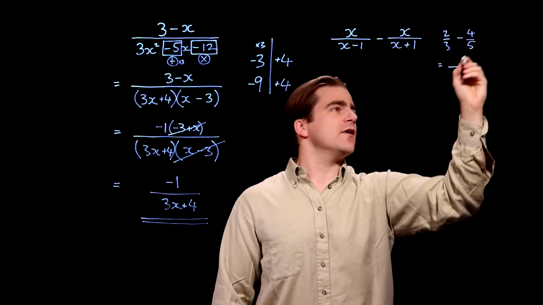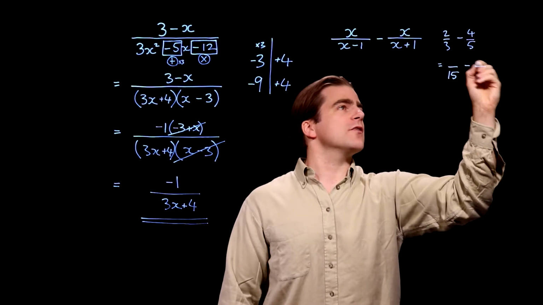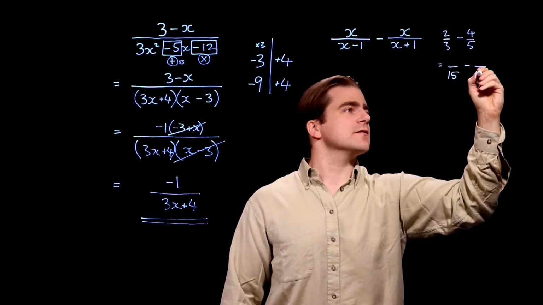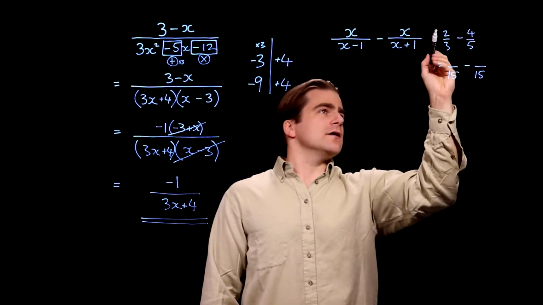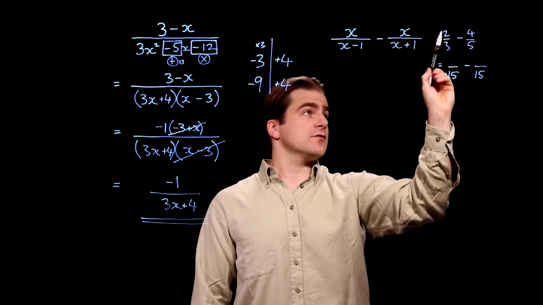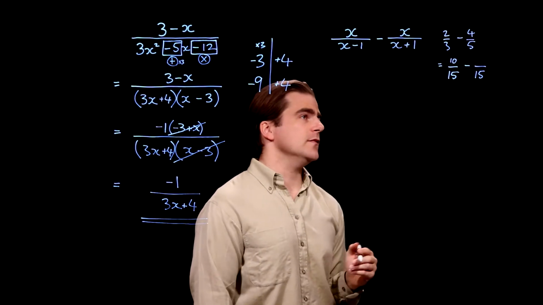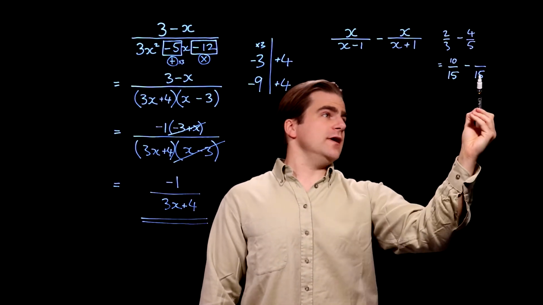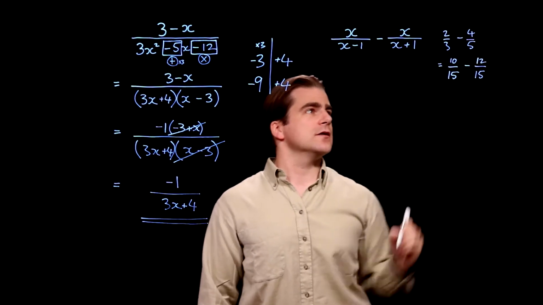Well, 3 and 5, multiply 3 by 5 to get 15. It would be something over 15 minus something else over 15. You make the bottom the same. What did we multiply 3 by to get 15? Multiplied by 5, so that's what we multiply the top by. 2 times 5 is 10. We multiplied 5 by 3 to get 15, so do the same with the top. 4 times 3 is 12. Okay?